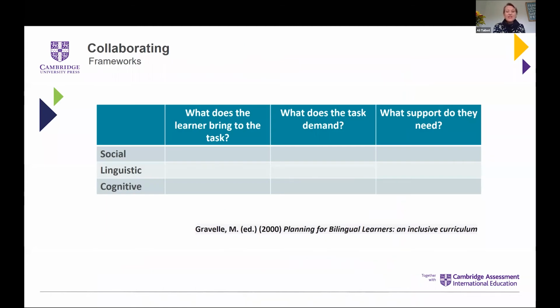Another way to support teachers, and especially that partnership, is to give them something to work on together. If you can get a subject teacher and an EL teacher together in the room, even for 5 minutes, think about these things: what kind of social, linguistic, and cognitive challenges is the learner going to face with your task? Together, that is a really powerful partnership, and you'll be able to fill in a little framework like this and build it up for all the different assessment tasks or content units in your school. This comes from Gravel's Planning for Bilingual Learners.